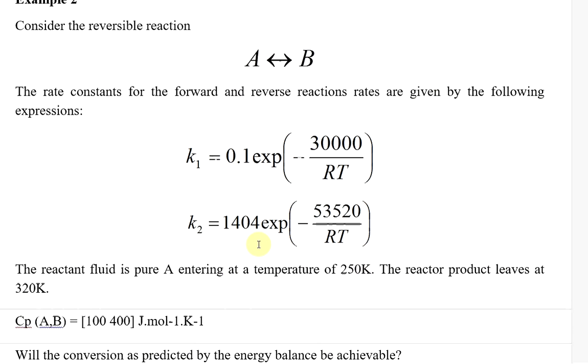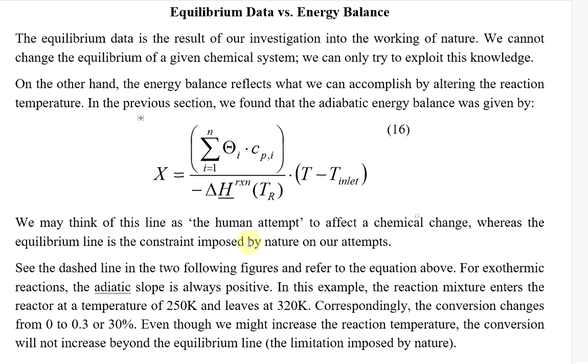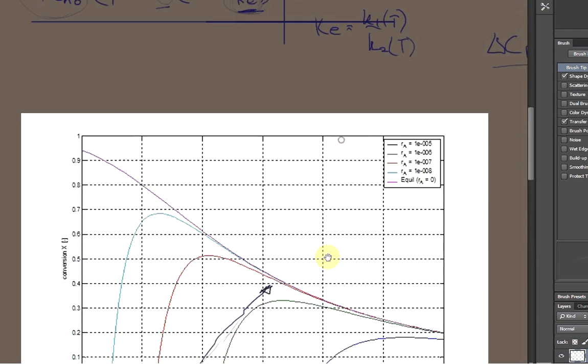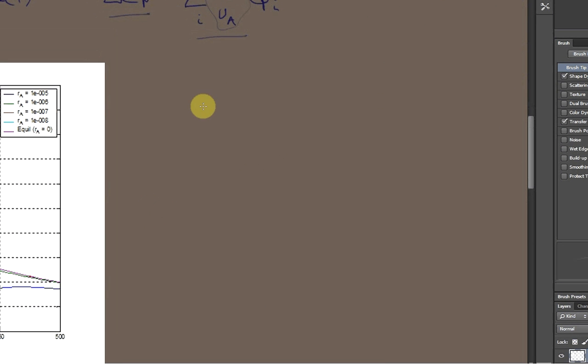So if nothing is given to us in terms of the heating and cooling of the system, perhaps we can assume that this is an adiabatic system. So if it's adiabatic, then of course this relationship applies. And let's just write that out here. So we've got x equals the sum of beta I CPI over minus heat of reaction, and then T minus T in. And let's look at plotting this line.